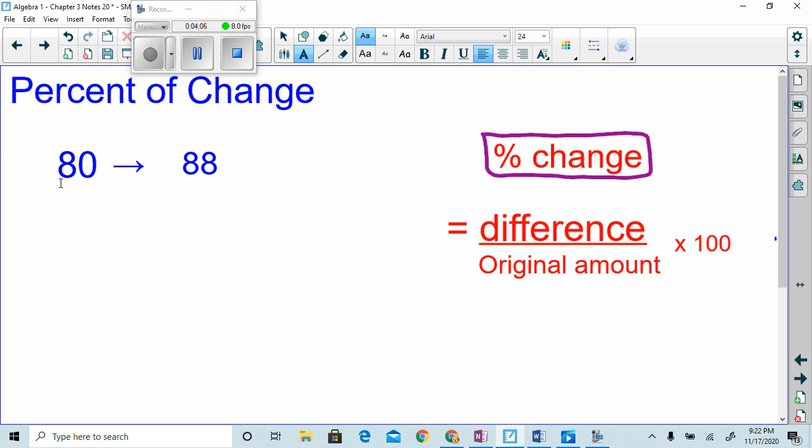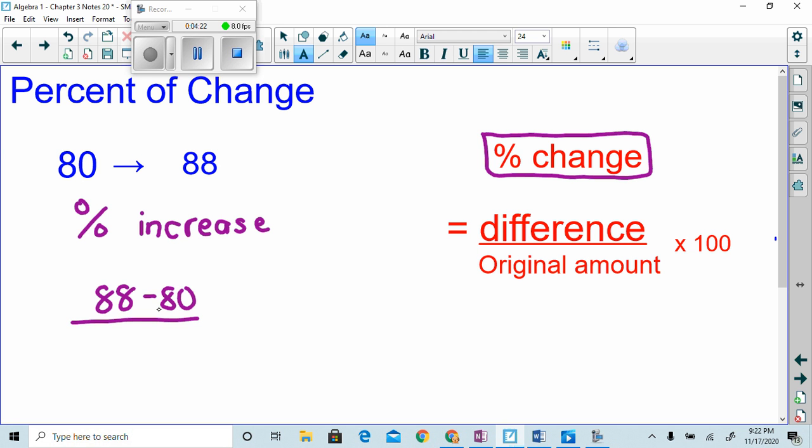It's going from 80 to 88, which means to start off with that this is a percent increase because the numbers are going up. We're going to find the difference, meaning we're going to subtract to find the amount of change. And we always divide by the original amount. So the base number is always the starting amount. You'll go ahead and simplify the top.